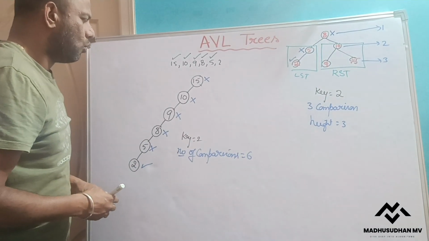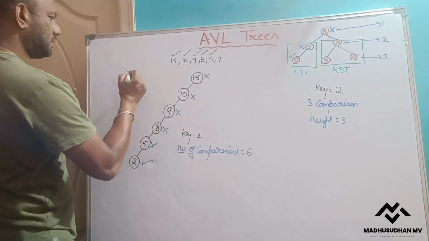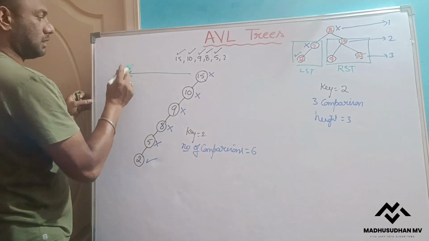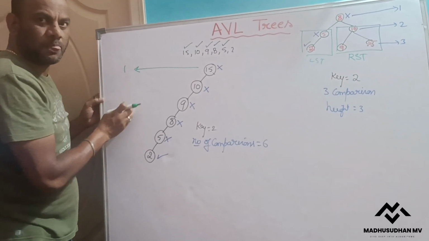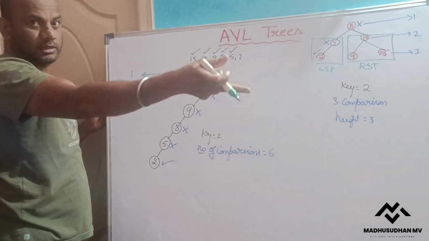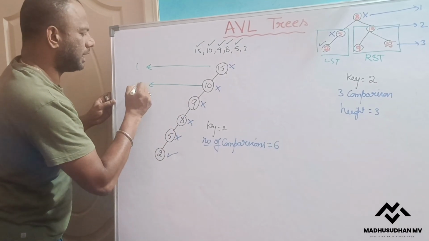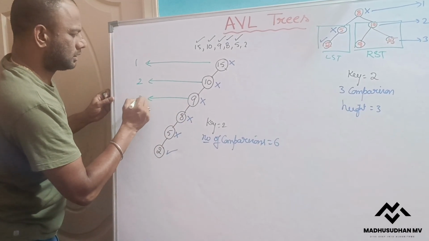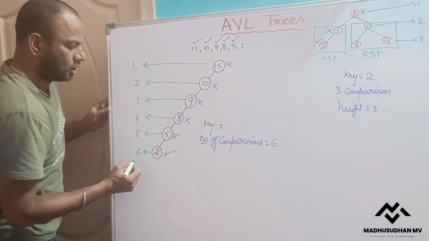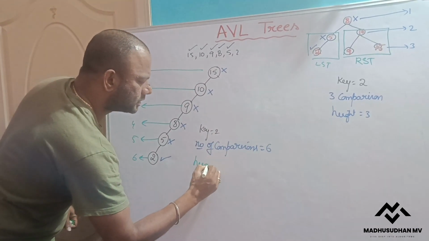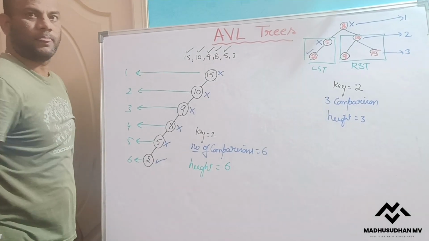Now, what is the height of the tree? Generally most people will start from 0 and then add 1 at the end. Instead of that, I'm starting from 1. So here the height, level 2, 3, 4, 5, 6. The height of this tree is equal to 6.